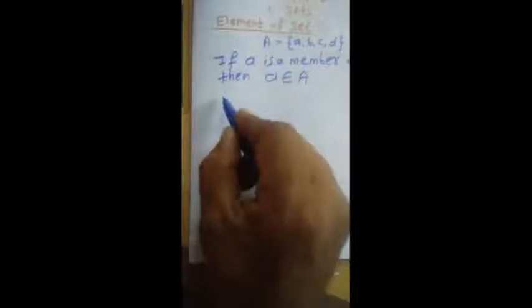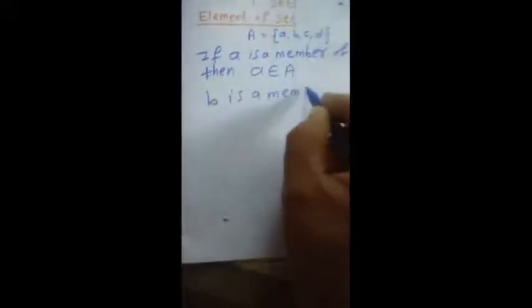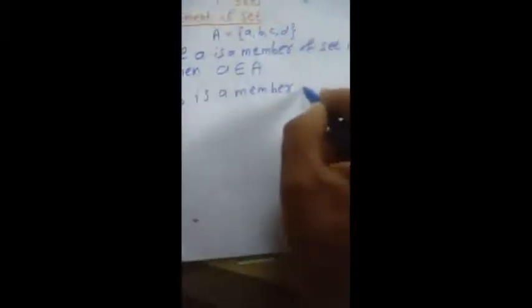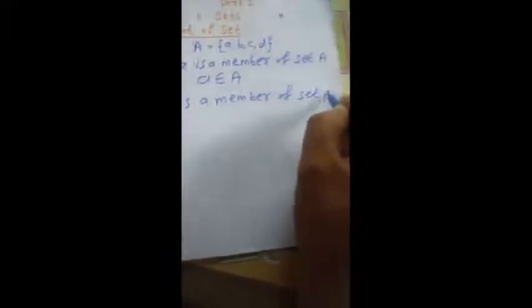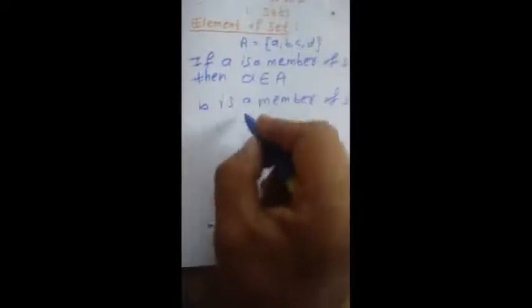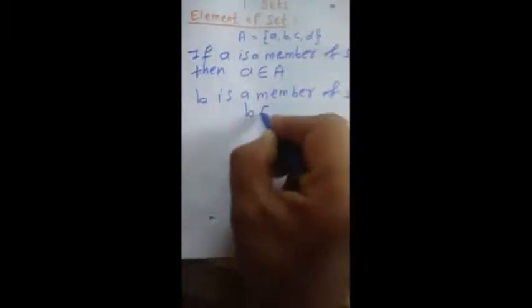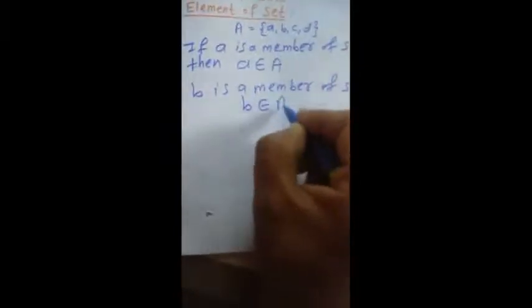Also, b is present in the set A, then b is a member of set A. How can we denote this in symbols? b belongs to set capital A. You can also read it as b is an element of set A.